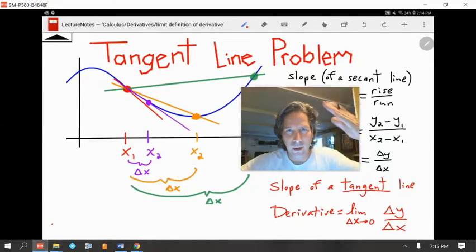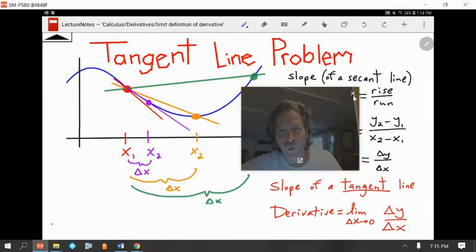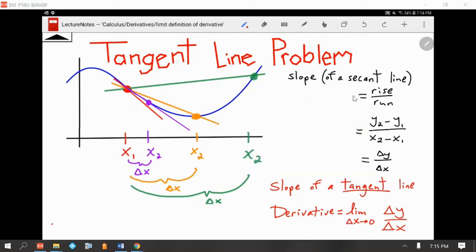Tangent line problem. So these notes right here should look familiar from today. Basically, we're really trying to find slope in the most complicated way, okay?